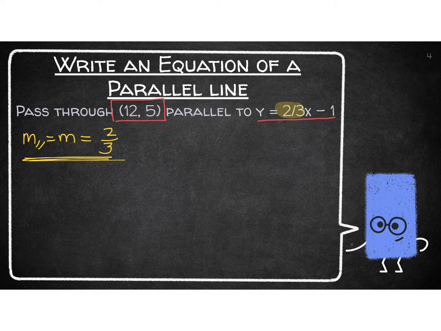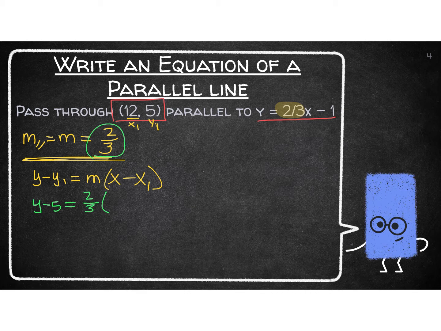Once I have my m, then I'm going to use y minus y1 equals m times x minus x1, because I have a point right here, the x1, y1 point. So I'm going to just put the numbers in and very carefully solve it out. y minus 5 equals 2/3, because the m's are the same, times x minus 12.